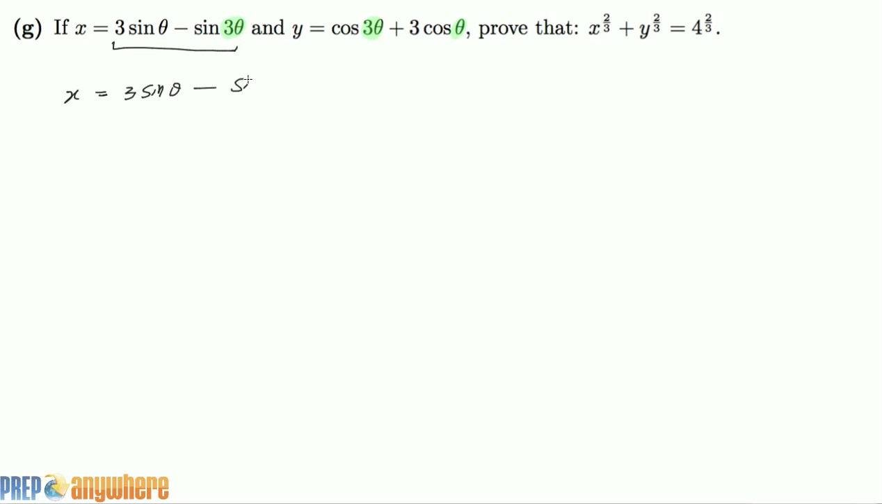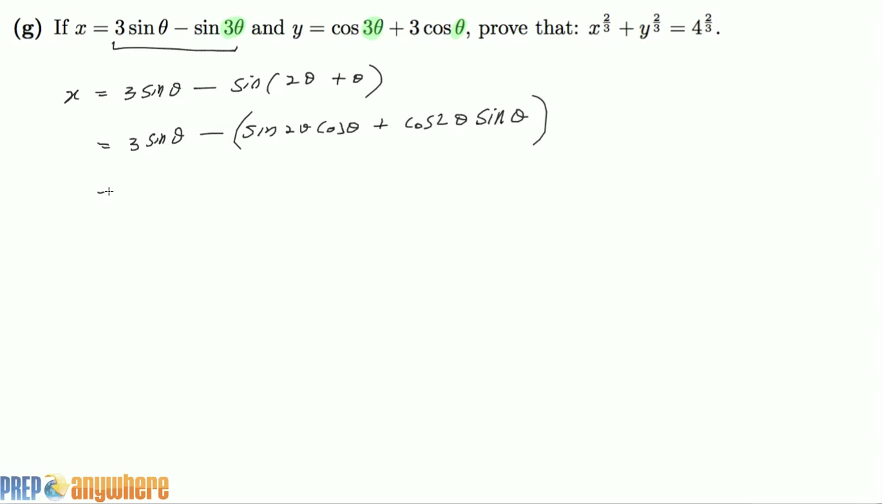So first, trying to express the 3 theta in terms of theta, the first step will be to split it up into 2 theta plus theta. Now I'm going to use a compound angle formula. So you get sine of 2 theta, cosine of theta, plus cosine of 2 theta and sine of theta.